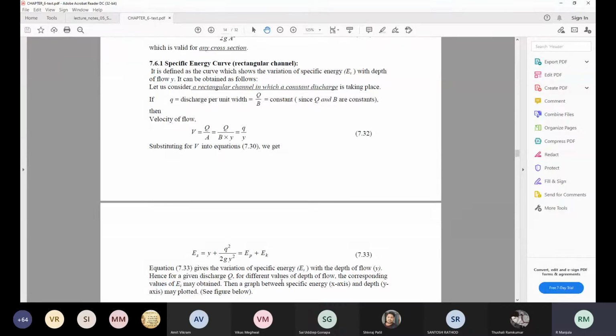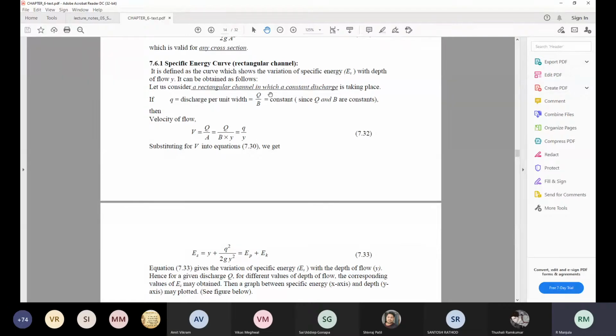So the specific energy curve is the one which we have been discussing in the last class. Usually it is defined as the curve which shows the variation of specific energy with respect to depth of flow. And you know that specific energy is nothing but your potential energy plus your kinetic energy, considering the datum as the reference. So we'll have only kinetic energy and potential energy. There is no datum energy.